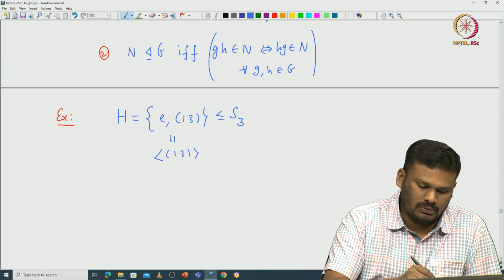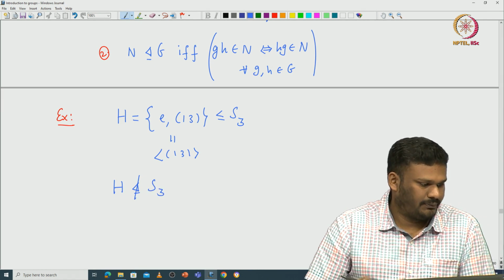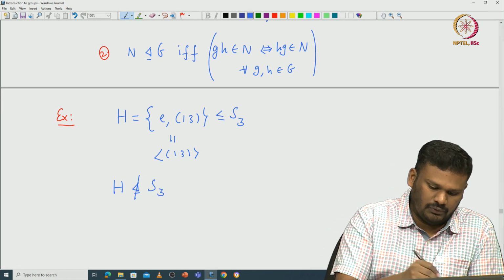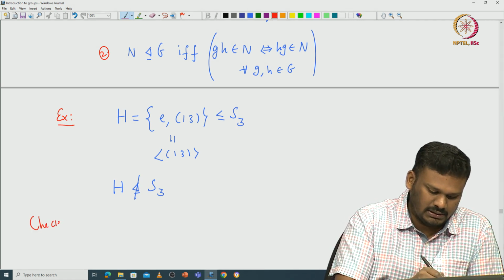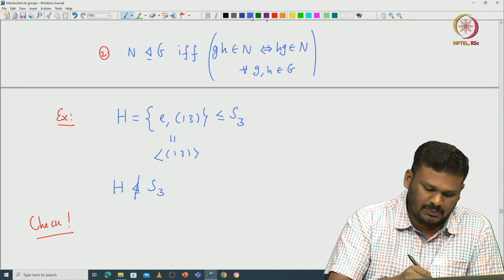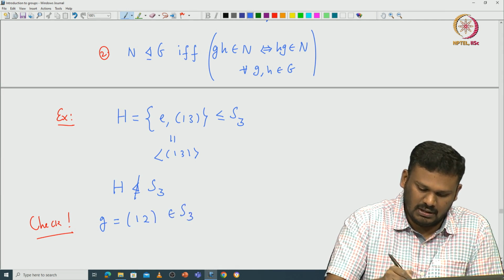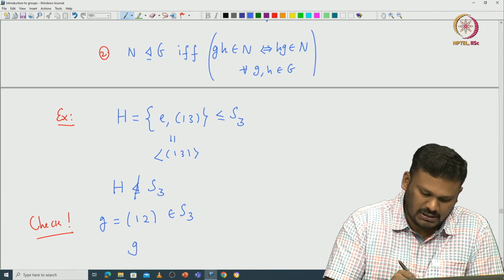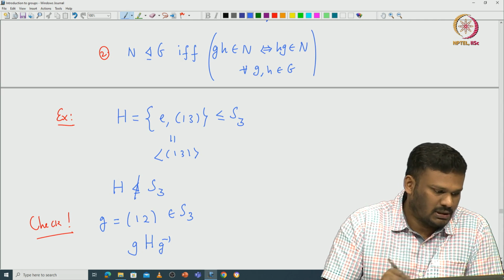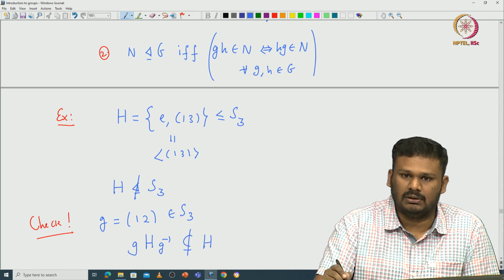What one can prove is that this subgroup is not normal. This H is indeed not normal in S3. I will give you a very explicit element, and I will leave it to you to check. If you take the element g, which is (1 2) inside S3, and look at the conjugate of H with respect to g, that is g H g inverse, this is not going to be part of H. This is something you can verify.